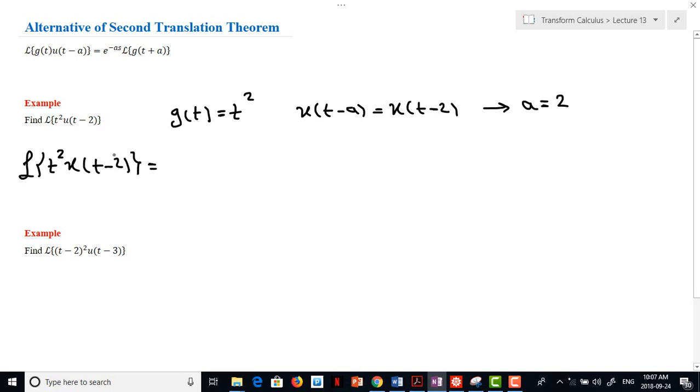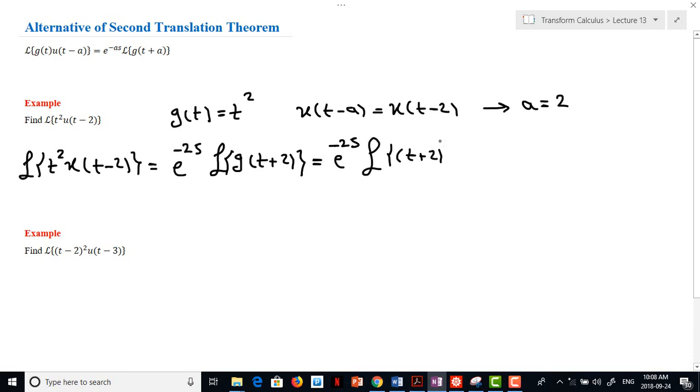So based on the alternative, it's equal to e to the power of minus as, where a is 2, so minus 2s, Laplace transform of g(t plus 2). Or it's equal to e to the power of minus 2s, Laplace transform of g. Here g(t) is t squared, so g(t plus 2) is (t plus 2) squared. So (t plus 2) squared.